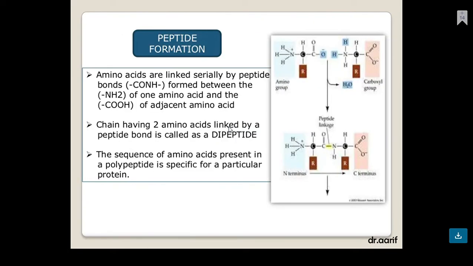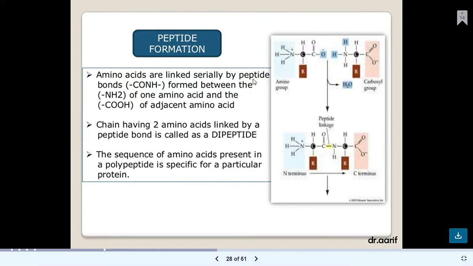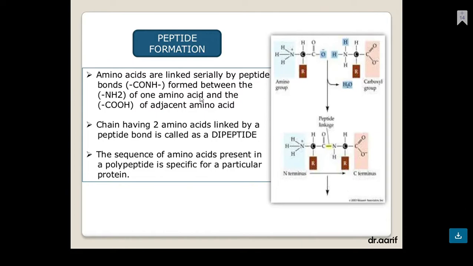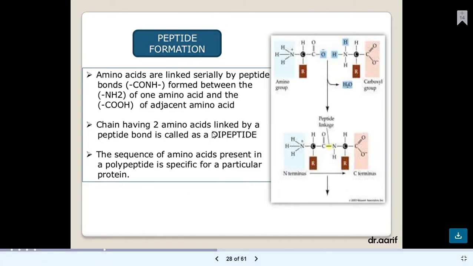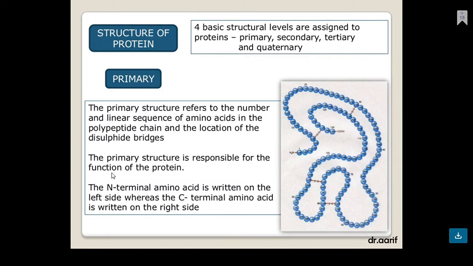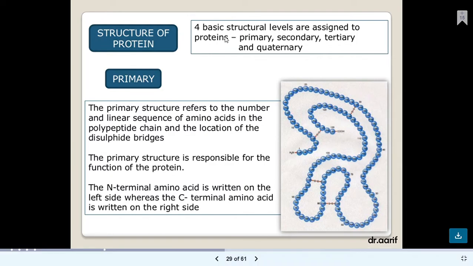Amino acids are linked serially by peptide bonds, and these are formed between the amide of one amino acid and the carboxyl group of an adjacent amino acid. A chain of two amino acids linked by a peptide bond we call a dipeptide. This sequence of amino acids will be present in a polypeptide that is specific for a particular protein. If you see the structure of protein, there are four basic structures.